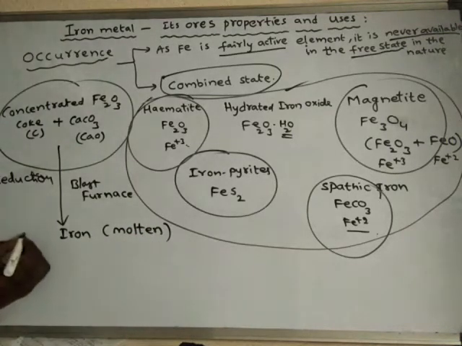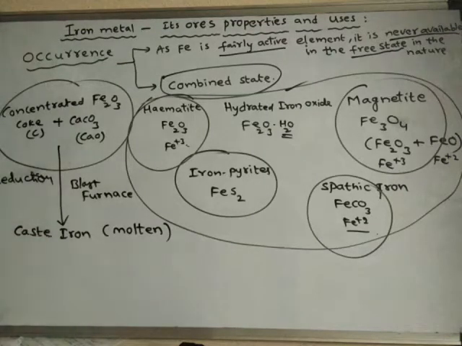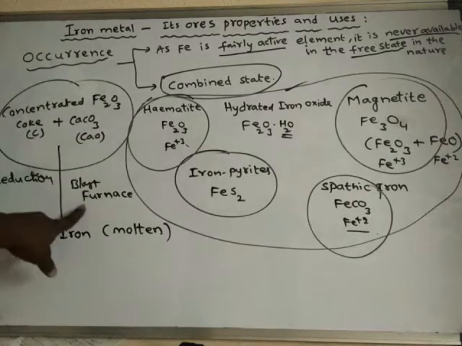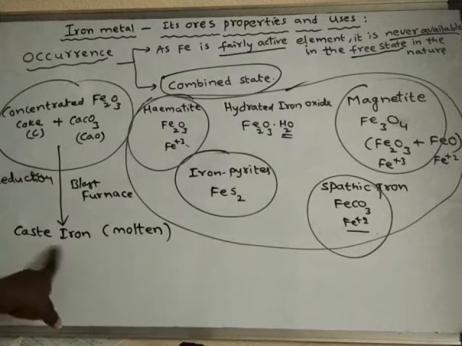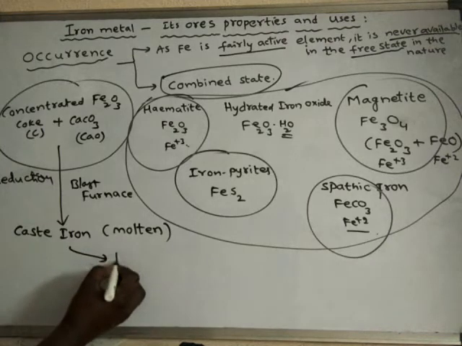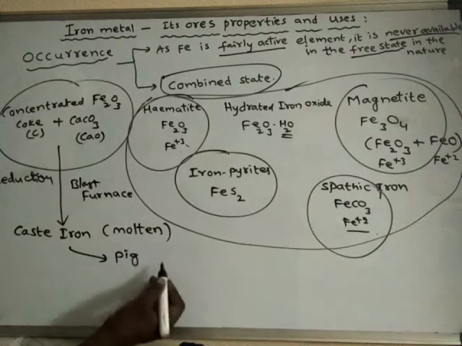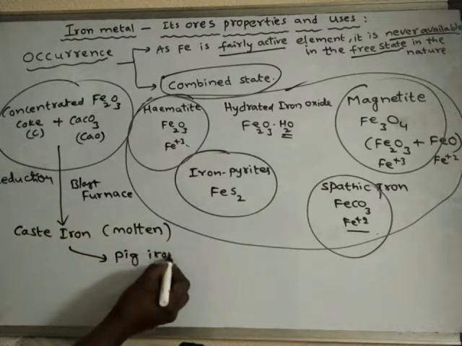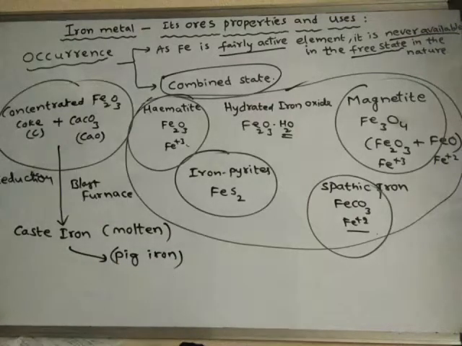and it is called cast iron. The iron which is obtained from the concentrated ore in the blast furnace is called cast iron. Now, when this cast iron is taken out from the blast furnace, it is called pig iron. Both are the same, cast iron or pig iron.